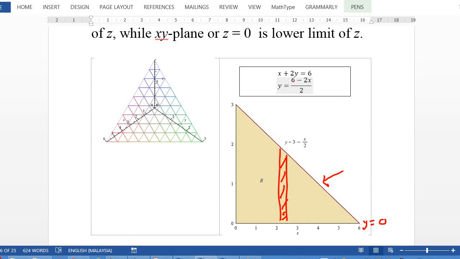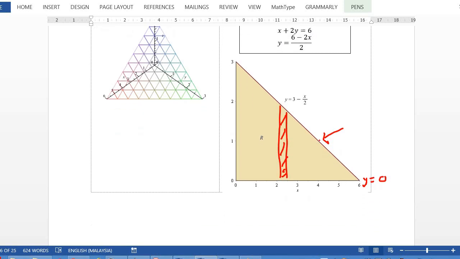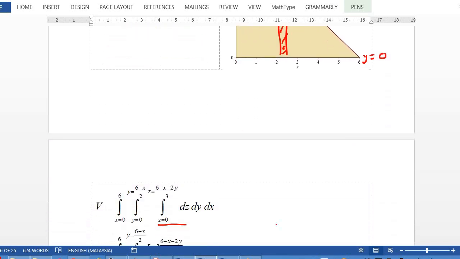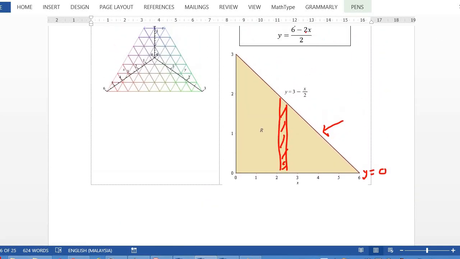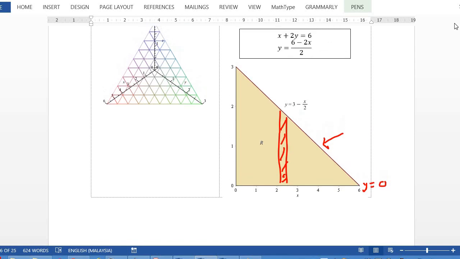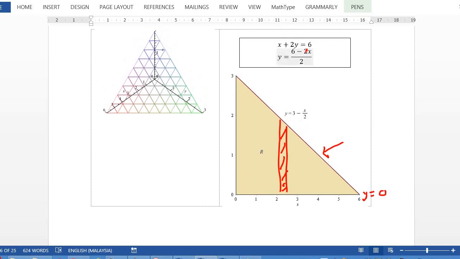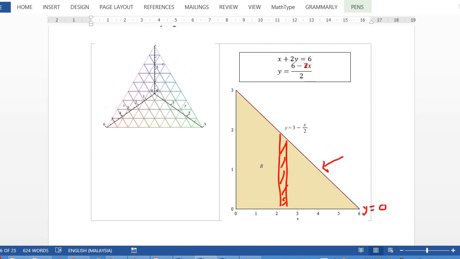So this one is y equals 6 minus x over 2. I made a mistake, okay? 6 minus x over 2. And then we sum this vertical bar from the left, which is x equals 0 until x equals 6, and then y from 0 until y equals 6 minus x over 2. This one is a typo, 6 minus x.